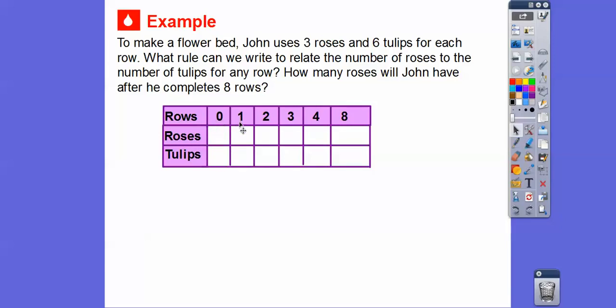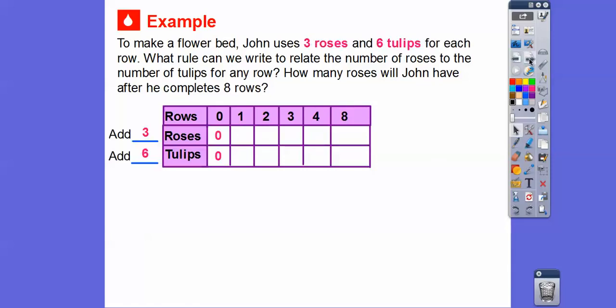But after 1 row right here, there's going to be 3 roses and 6 tulips, okay? So row 0, now I'm just following this pattern. John uses 3 roses, so we're going to continue to add 3. So plus 3, plus 3, plus 3, plus 3. Here we're going to go for the tulips, plus 6, plus 6, plus 6, plus 6, okay? So there they are. We added 3 and then added 6.